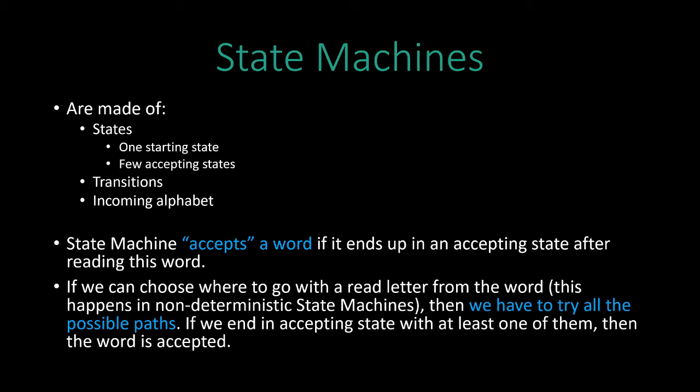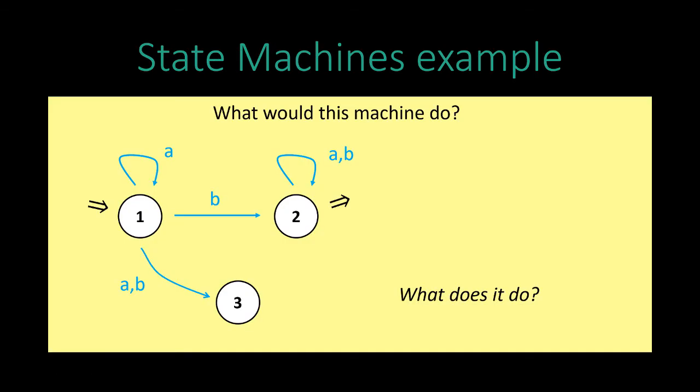Okay, so this was very conceptual talking about this. Let's actually go to the example. So this would be a simple state machine. This means that we are starting here. This is the starting state, and this arrow means that this is an accepting state.